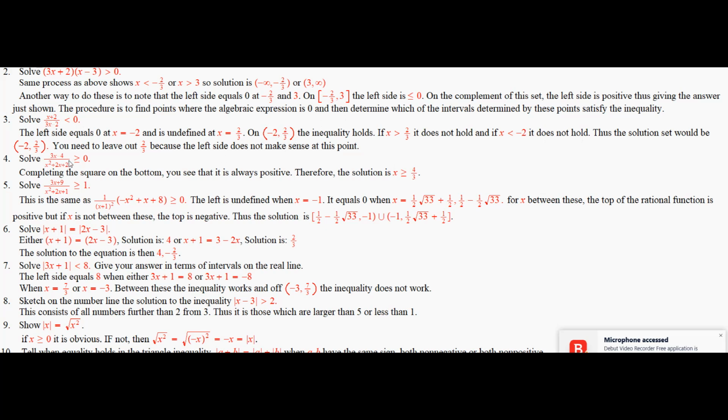All right, look at this one here. If you complete the square on the bottom, you find that this bottom is always positive. And so the sign of this is determined by the top. And so if you want where it's bigger than or equal to 0, it would just be x bigger than or equal to 4/3.